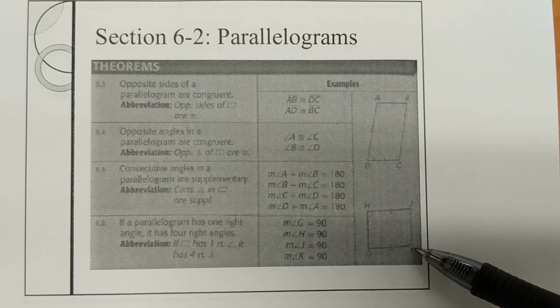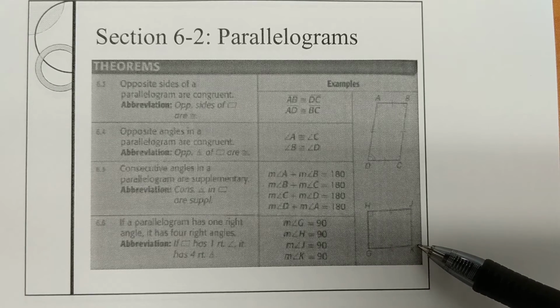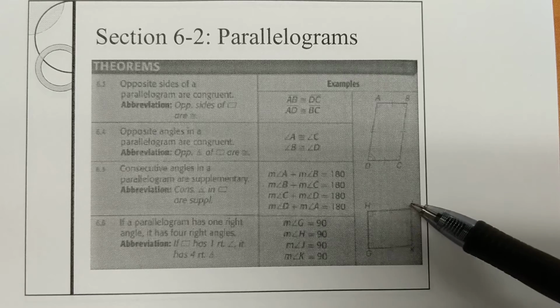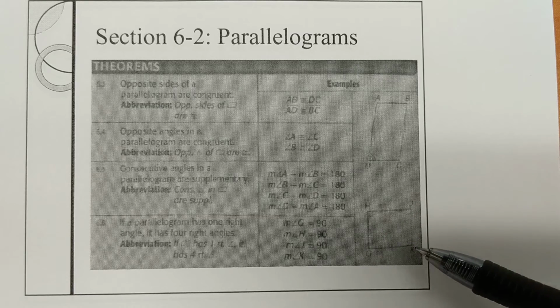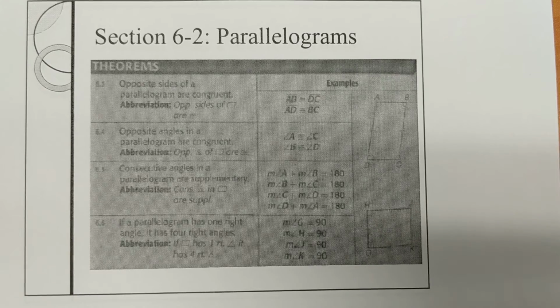So down here, angle K is right, which means all of them are right. That happens because if adjacent angles are supplementary, if K is 90, G has to be 90, which means H has to be 90, which means J has to be 90 because they have to add up to 180. So one of them's 90, the other one's 90.